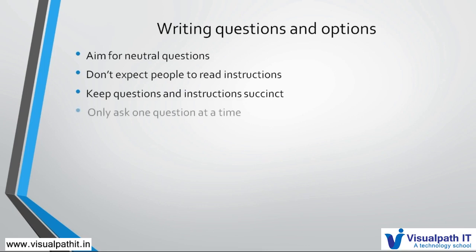Next, only ask one question at a time. If there are multiple questions, then users get confused about what to answer and what not to. So it's better to ask one question at a time. It can be tempting to combine questions so that a survey appears shorter, for example, please rate the visuals and functionality. The problem with doing this is that participants don't know which part of the question to answer. It's important to only ask one question at a time.